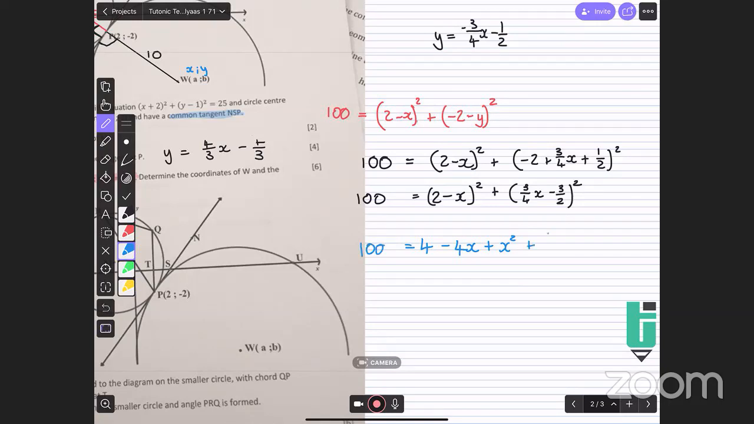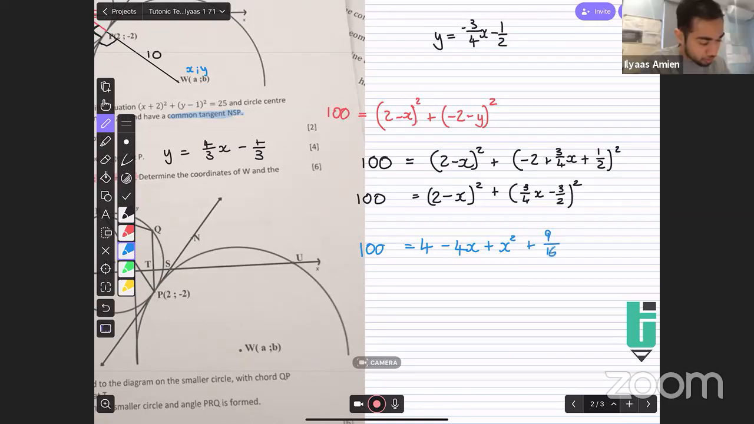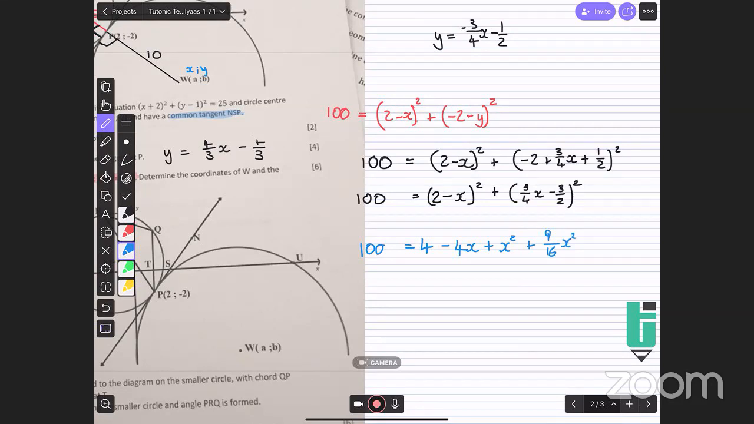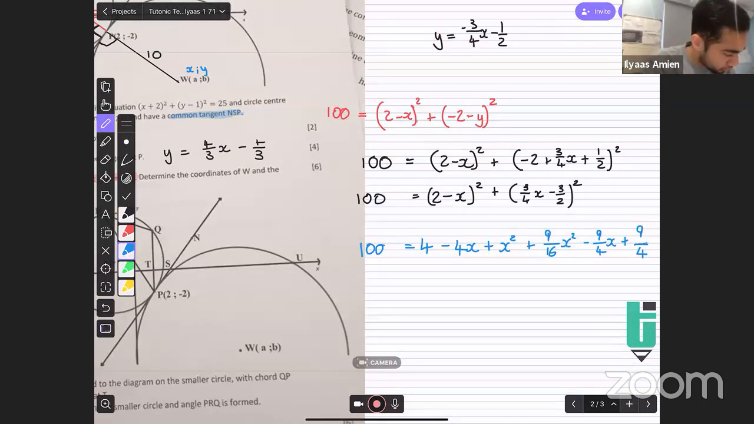9 over 16x squared minus 9 over 4x, and then plus 9 over 4. Okay. So how can we simplify this? It's just like terms now, right?